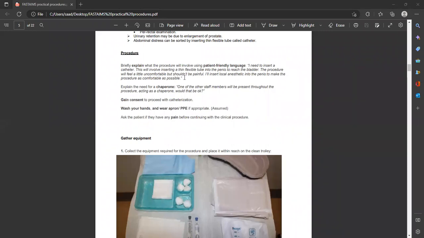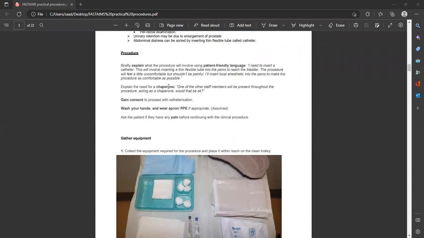You can make your own sentences. You can explain everything in patient-friendly language in your own words. So it's not that you have to just follow this approach or these sentences. You can make your own sentences, okay?